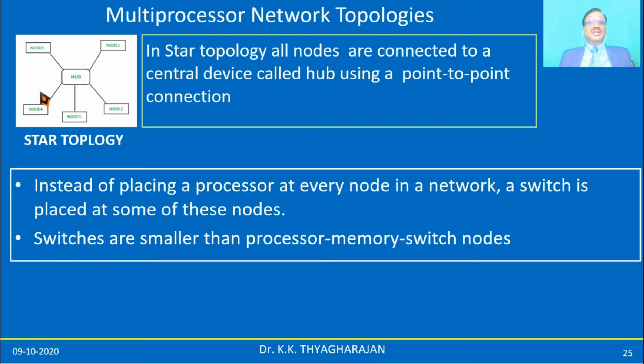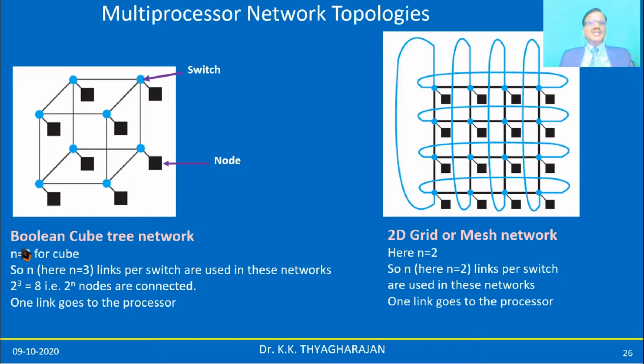The next topology is star topology. Here all the nodes are connected to a central device called a hub. So each node will have a point-to-point connection with the hub. Generally, in the place of nodes, you can also use switches because switches will not have memory, so the size will be small. The other type of network is the Boolean cube tree network.